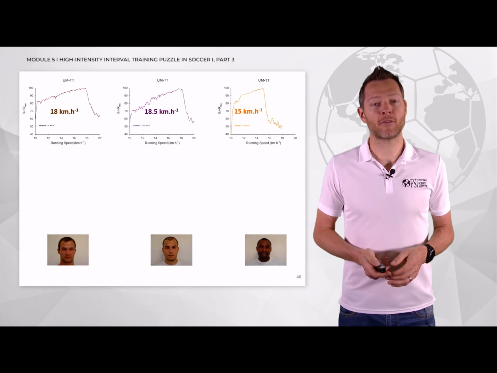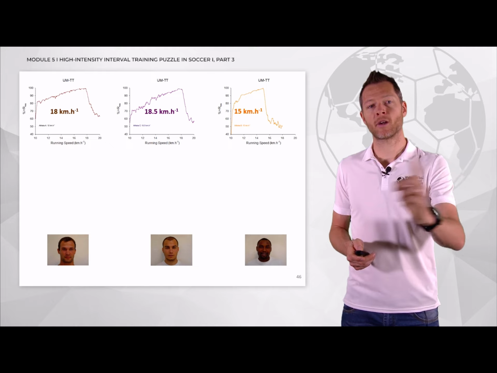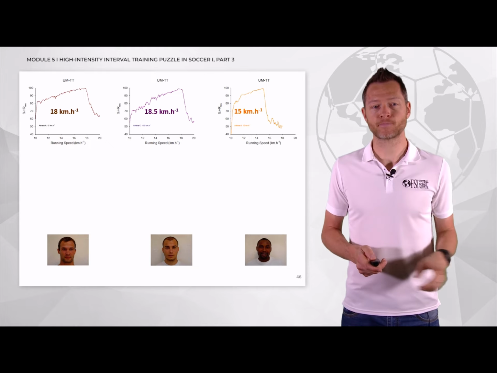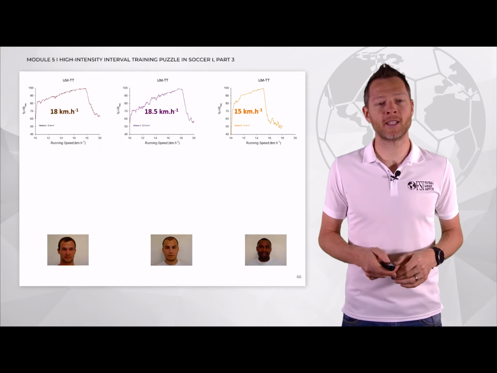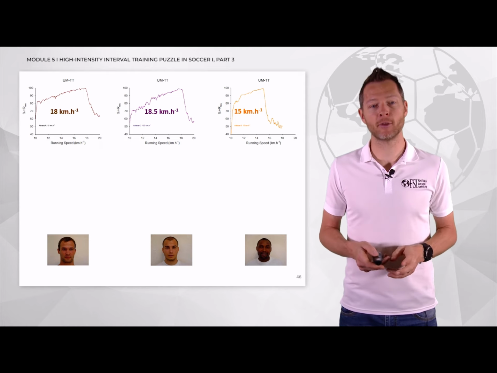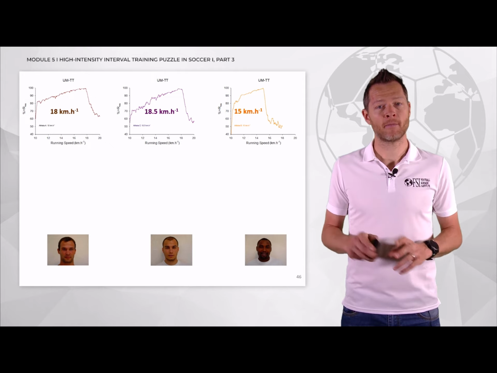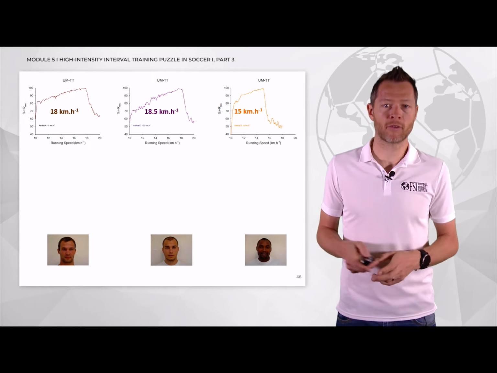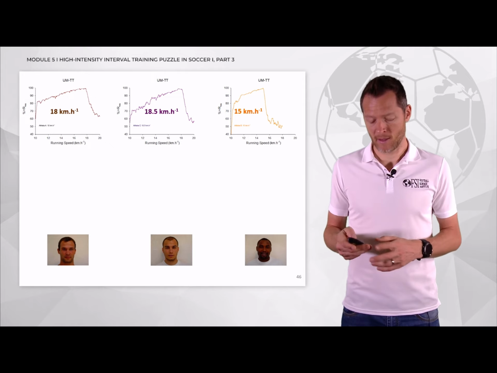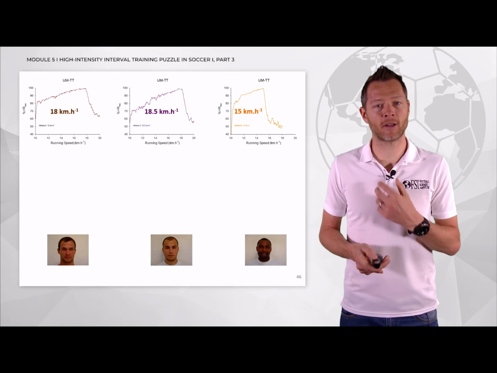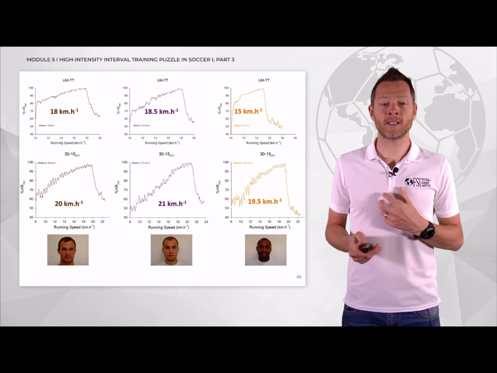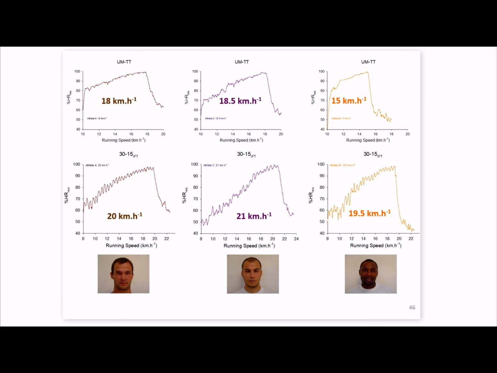So how do they perform if we do a simple continuous running test? The aerobic type of guy will end up at 18 km per hour. The mixed guy will end up at 18.5. My anaerobic guy, poor VO2 max, will end up at 15. So again, not unexpected given their VO2 max. How do those guys now perform on the 30-15?